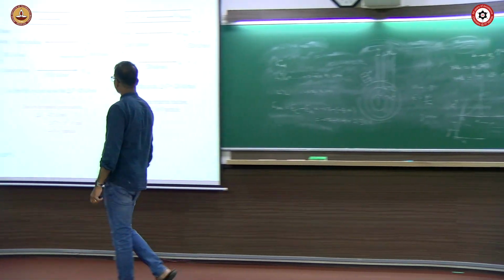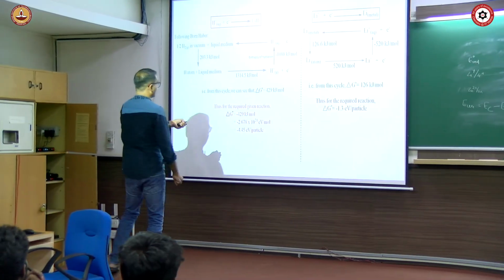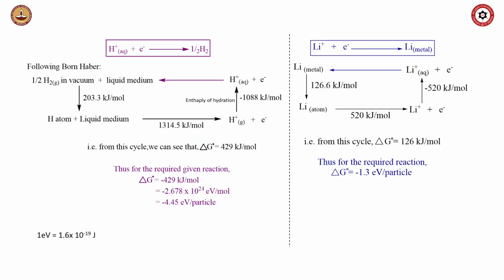Now you see, I added all those energies, I got 429. Negative of that is this way, correct? This is called standard reduction, right? If it is in standard condition, then this becomes a standard reduction potential when you go from here to here. So that value is minus 429. Then it is per mole.